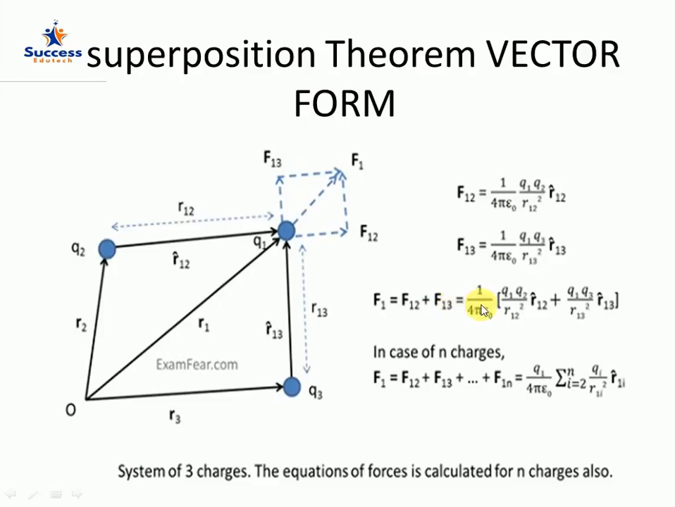According to Coulomb's law, we have calculated the force. We keep 1 upon 4 pi epsilon 0 as it is common. Then in case of more charges, F1 is equal to F12 plus F13 plus up to F1n, which can be written as q1, which is common, upon 4 pi epsilon 0, summation of i going from 2 to n, qi upon r1i square, and also the position vector is given.